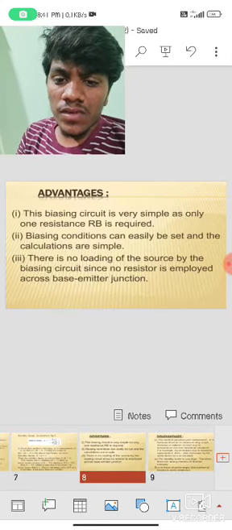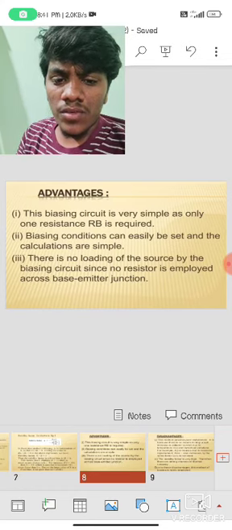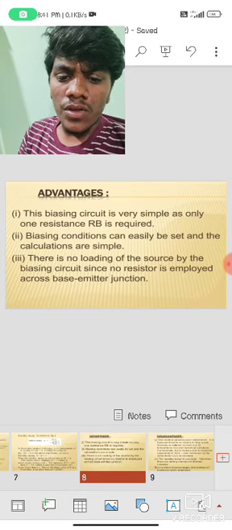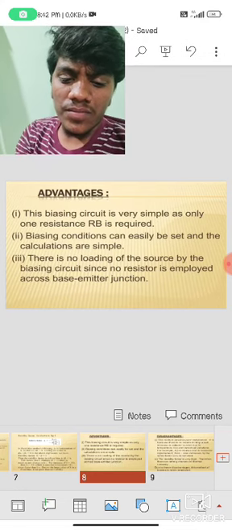Advantages. The biasing circuit is very simple as only one resistance RB is required. Biasing conditions can be easily set and the calculations are simple. There is no loading of the source by the biasing circuit since no resistor is employed across the base emitter junction.